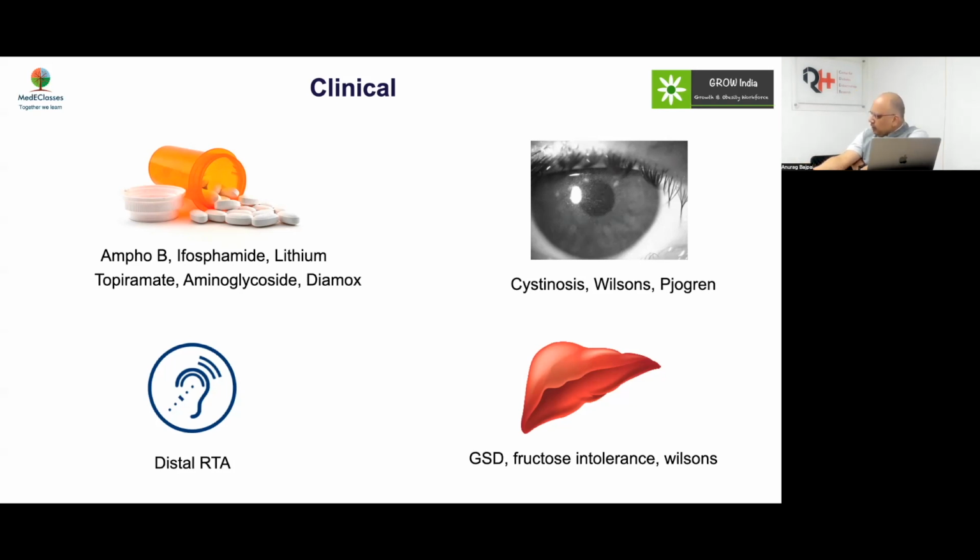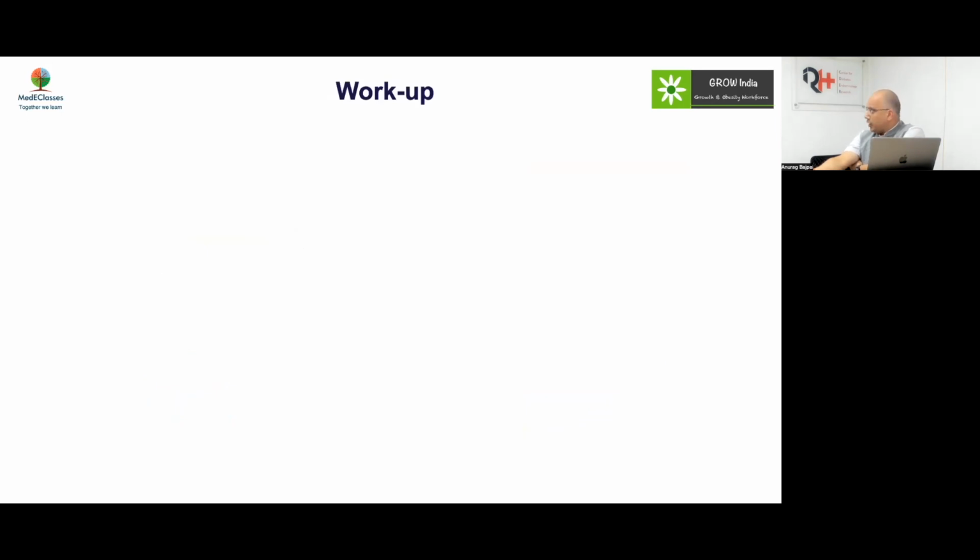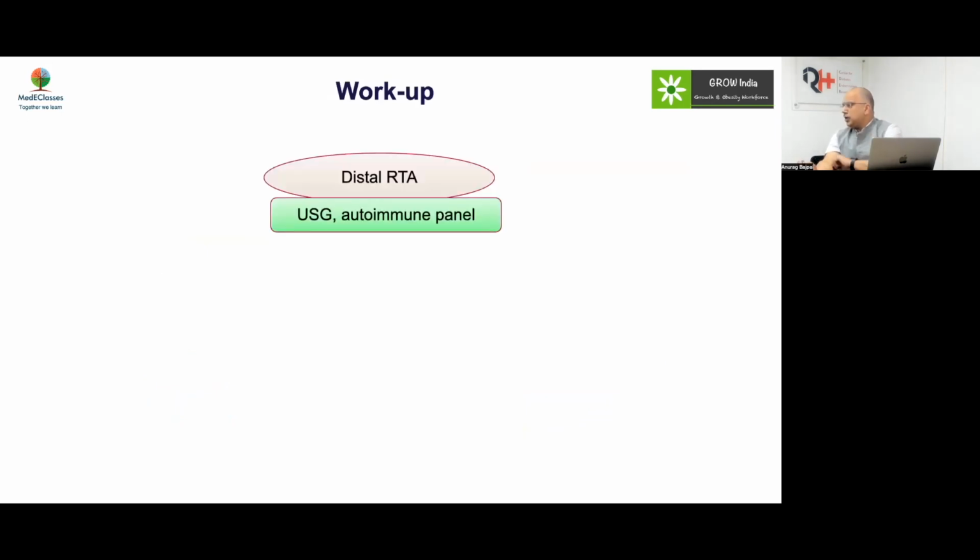And hepatomegaly, very common, would be in the setting of glycogen storage disease, fructose intolerance, and Wilson's disease, which you have to be worried about. Further workup for distal RTA should include an ultrasound for nephrocalcinosis and an autoimmune panel. Sjogren's syndrome we have seen quite often. SLE has already been reported.